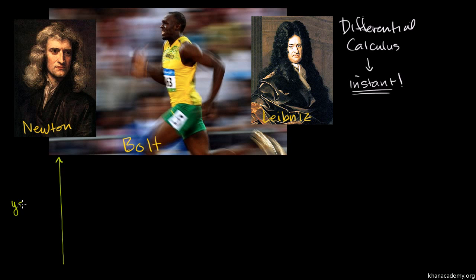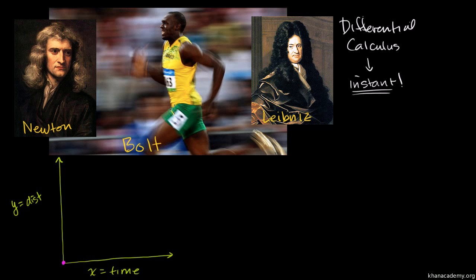And I'll say y is equal to distance. I could have said d is equal to distance, but we'll see, especially later on in calculus, d is reserved for something else. We'll say y is equal to distance. And on this axis, we'll say time. And I could say t is equal to time, but I'll just say x is equal to time. x is equal to time. And so if we were to plot Usain Bolt's distance as a function of time, well, at time 0, he hasn't gone anywhere. He is right over there.